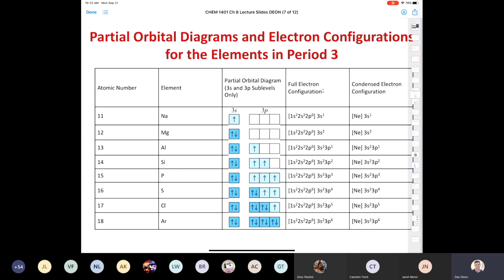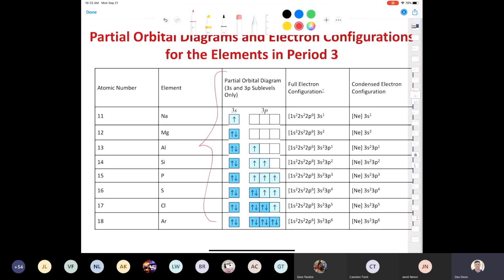Okay, it says here, this slide is just for FYI, partial orbital diagrams for the electron configurations for the elements of period 3. So we go from sodium all the way to argon. So look, we always follow what? The Aufbau principle, the Pauli exclusion principle, and Hund's rule. Those are the 3 rules as we fill up these orbital diagrams, right?